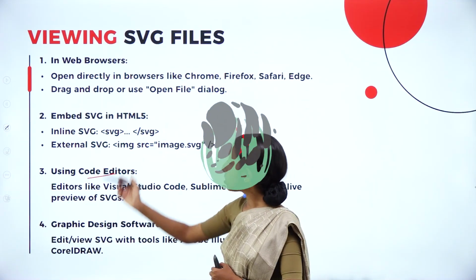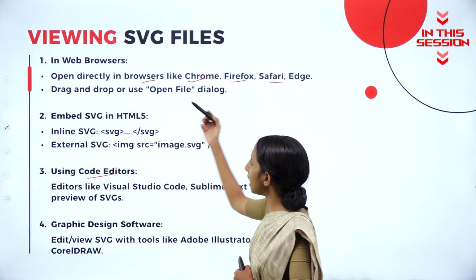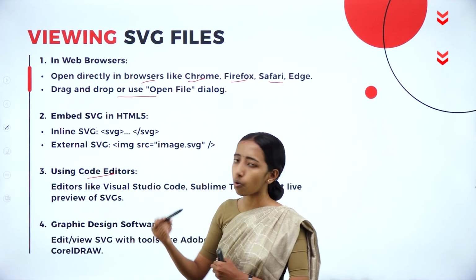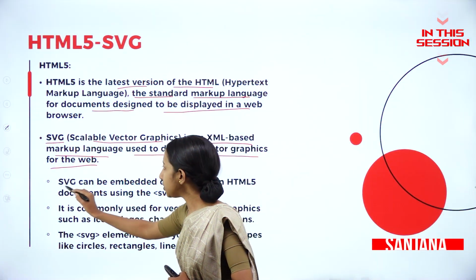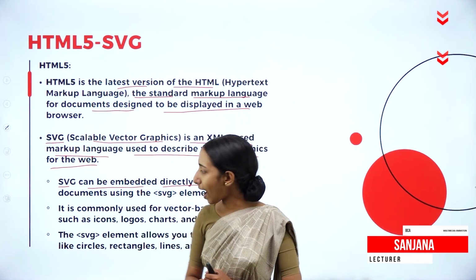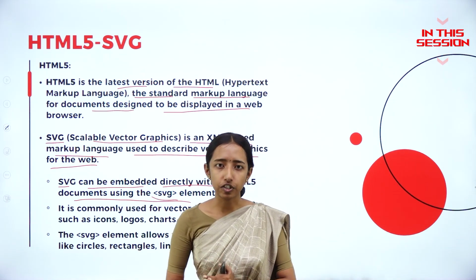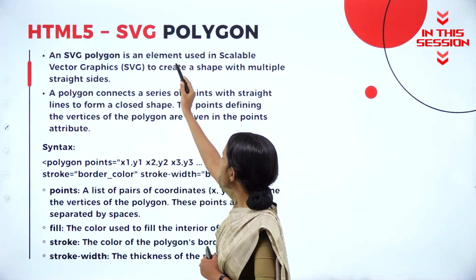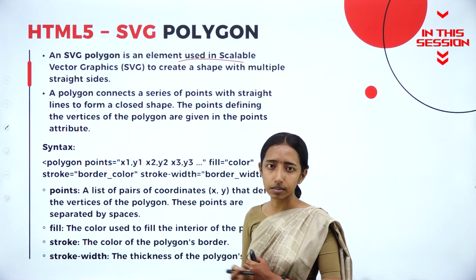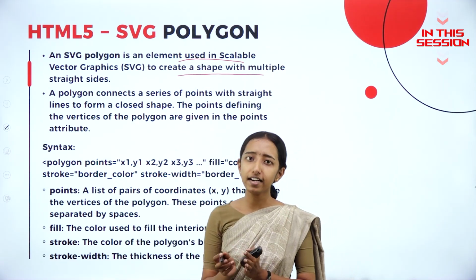web browser. So here open directly the browsers like the Chrome, Firefox, Safari, Edge and drag and drop the user to open the file. The SVG can be embedded directly within the HTML5 document using the tag that is the SVG. In the SVG polygon is an element used in the scalable vector graphic and to create a shape with multiple straight sides.